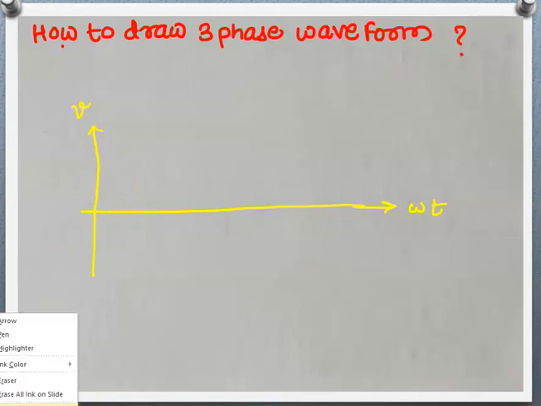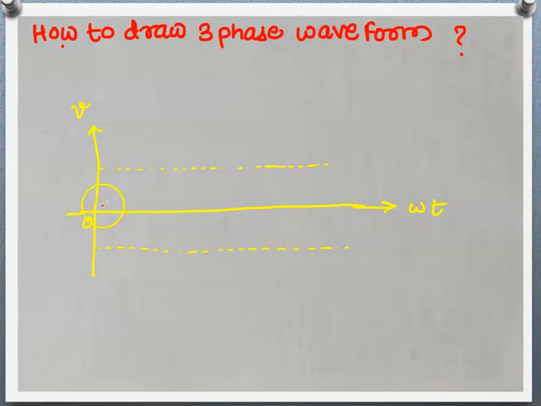Before that, first we will take the reference of positive maximum, and this is for negative maximum. This is 0. Okay, now let's draw the first phase. This is the R phase, so we will draw it with red color, and this is continuous. So this will be the waveform for the voltage induced in the R phase.